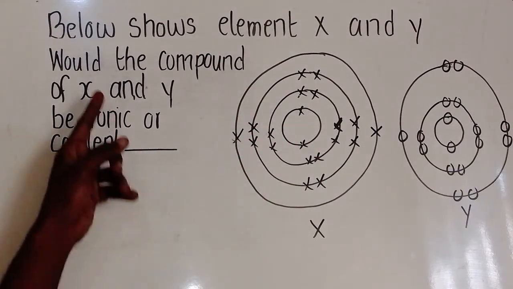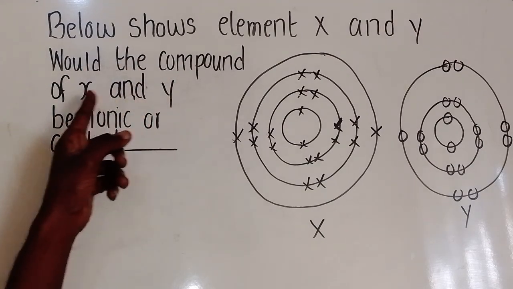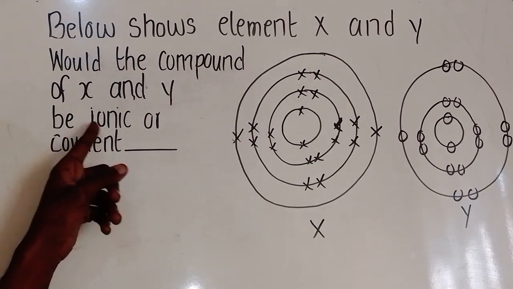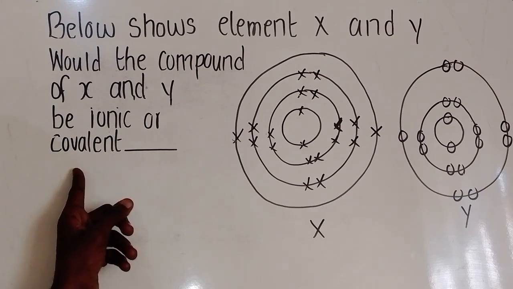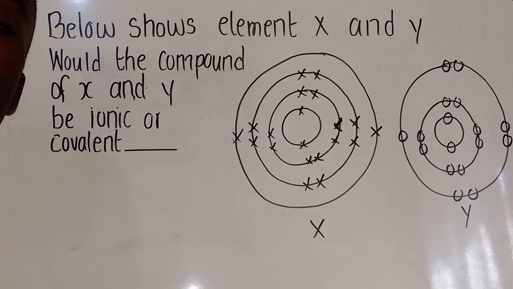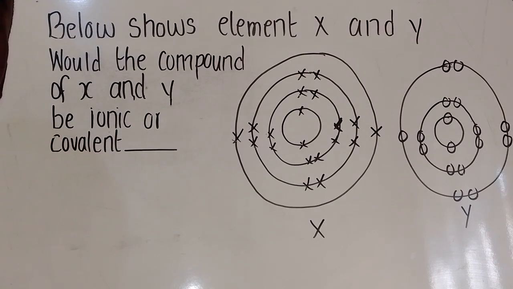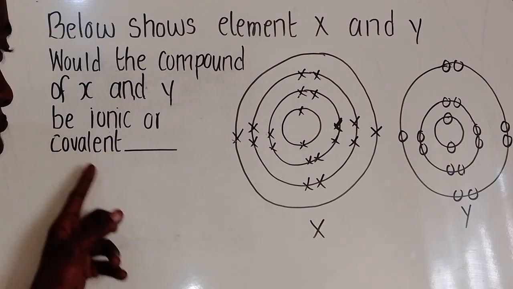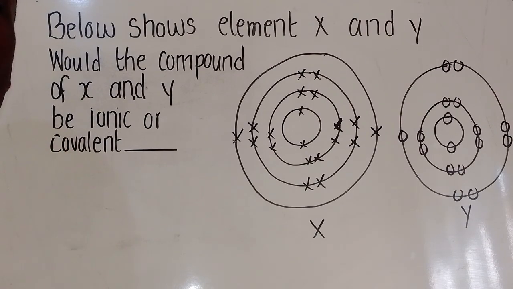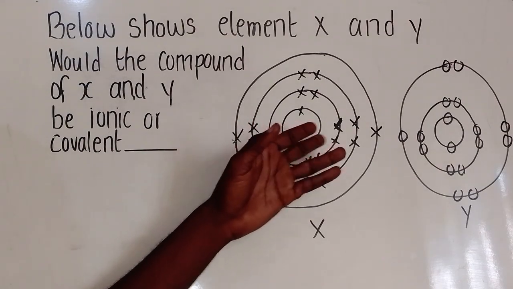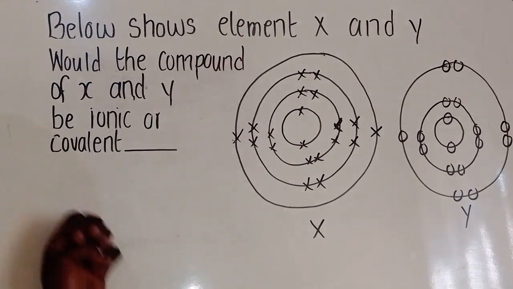Okay, now the question is saying, would the compound of X and Y be ionic or covalent? These two you see here are different types of bonding. A bond is a joining of two or more atoms together. Now, ionic is a type of bond which involves a metal and a non-metal. When you talk about covalent, it involves non-metals only. Okay, now the question is saying, would this one be ionic or covalent?